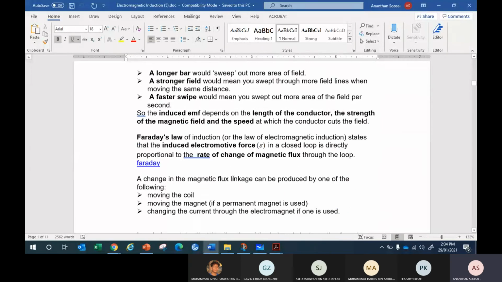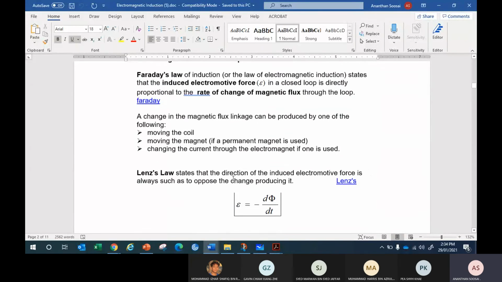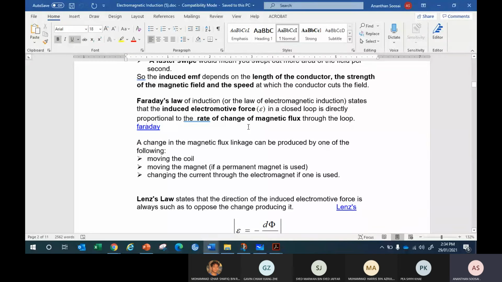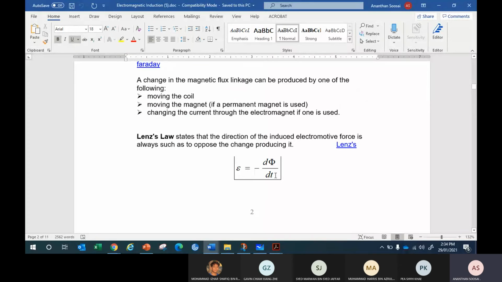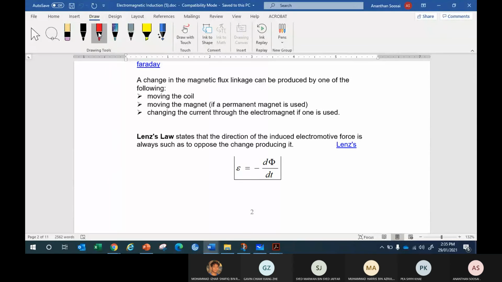Then we talk about the two laws. First, Faraday's law. Faraday's law of electromagnetic induction says that the induced EMF is directly proportional to the rate of change of magnetic flux linkage. So EMF is d psi over dt. Of course, psi is what? B dot A dot N.